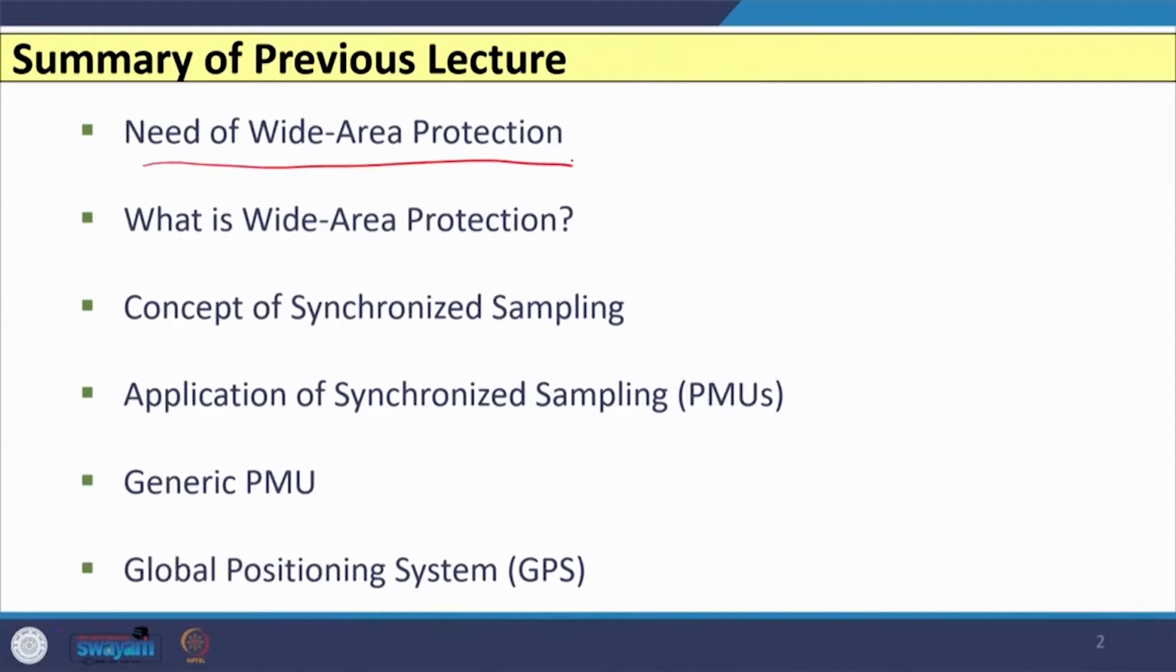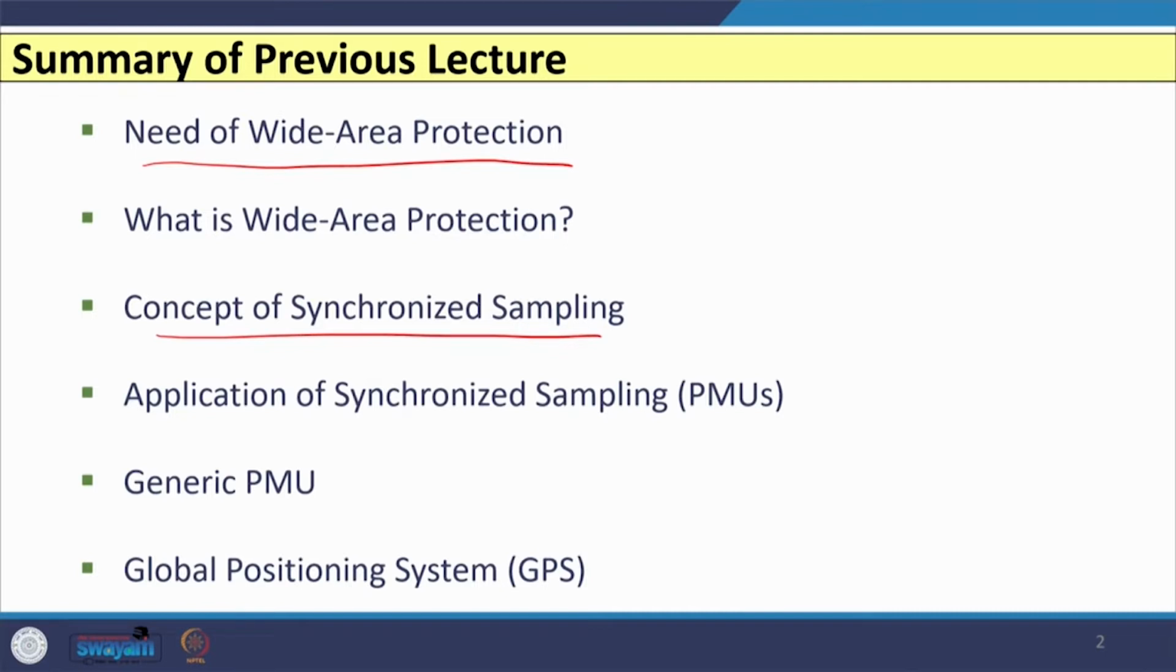Hello friends. So, in the previous lecture we have discussed the need of the wide area protection concept or system, and we have discussed that the wide area protection concept is a concept where we can implement the protective device using the data available from various buses instead of local measurements, which is done in most protective devices. And then we have discussed that if we wish to achieve the wide area protection concept, then we have to go for wide area measurements, and for wide area measurements we have to use the concept of synchronized sampling.